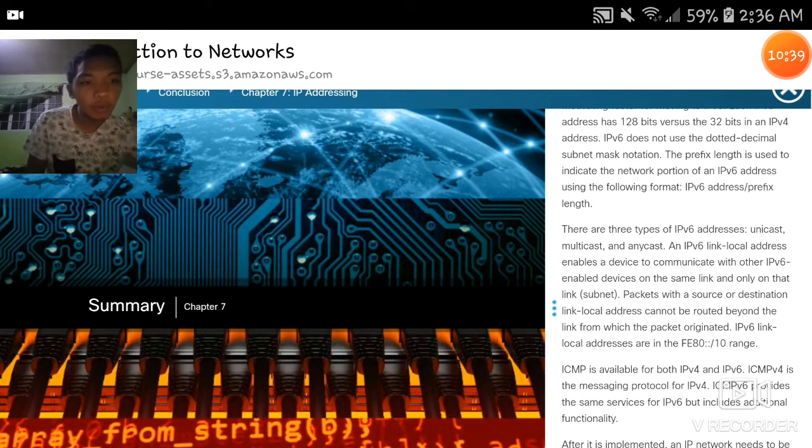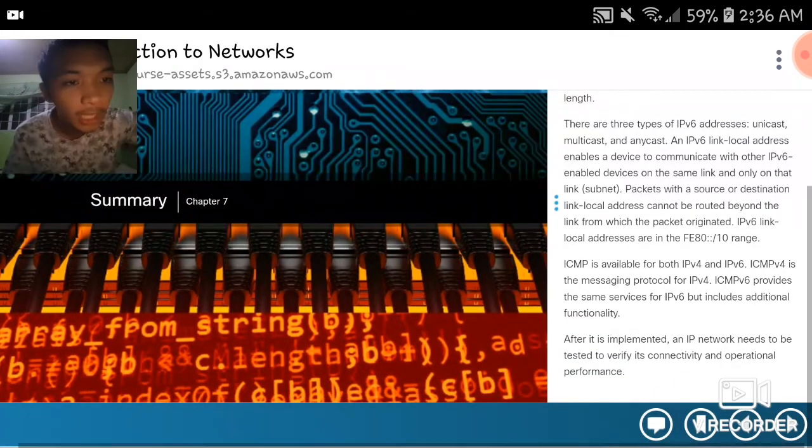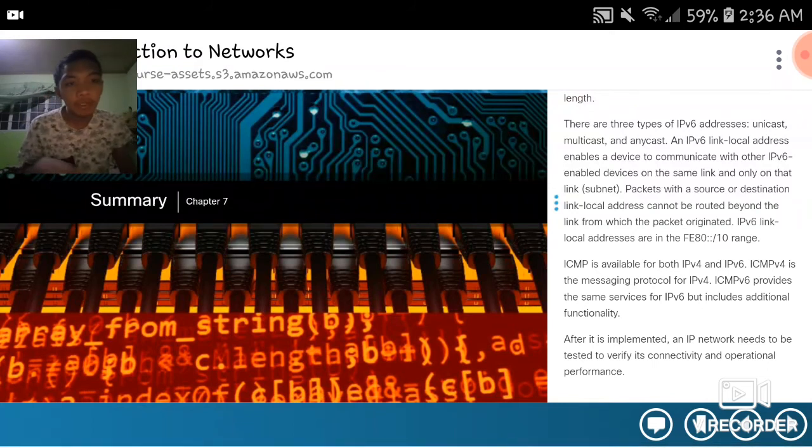ICMP is available for IPv4 and IPv6. ICMPv4 is the messaging protocol. After it is implemented, an IP network needs to be tested to verify its connectivity and operational performance.